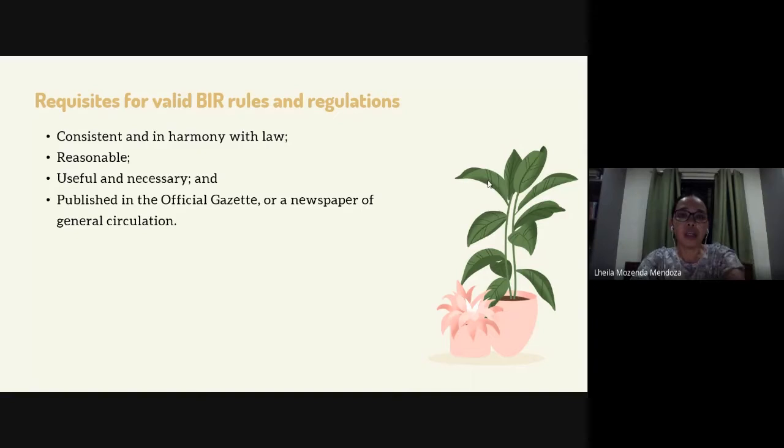For the BIR rules and regulations to be valid, they must be consistent and in harmony with law. They must be reasonable, useful, necessary, and more importantly, they must be published in the Official Gazette or a newspaper of general circulation. This one is very important because before the revenue regulation can be implemented, it must be published. The rule on publication must be complied with since, as we have discussed before, the tax laws are part of our civil laws.